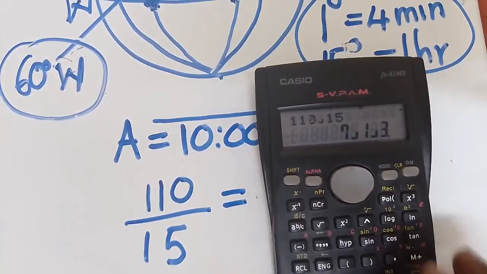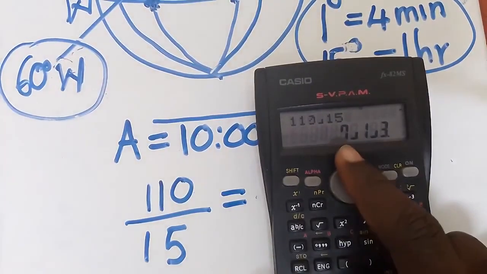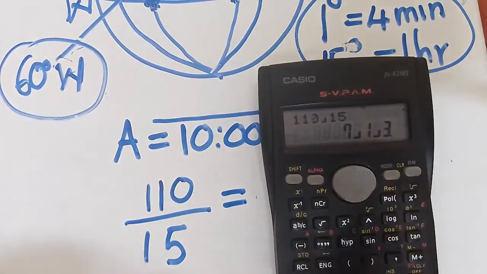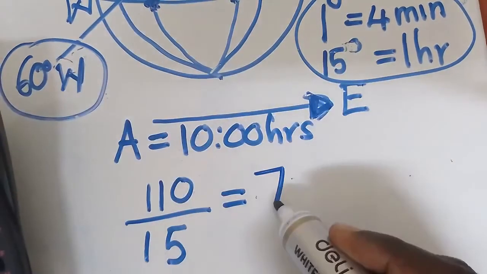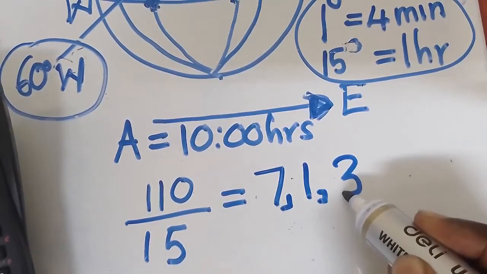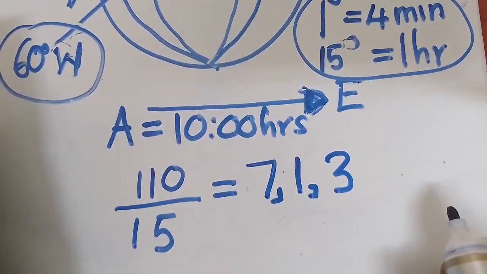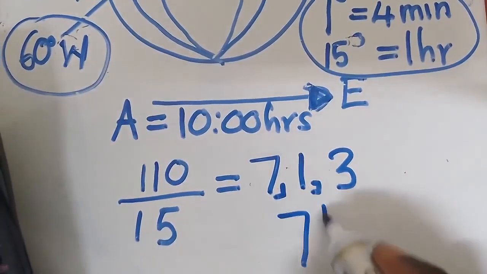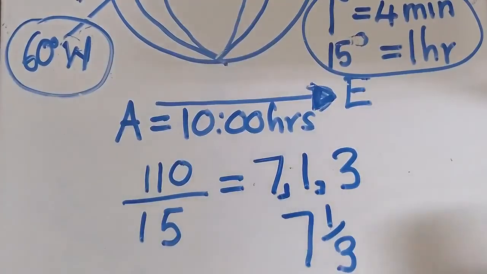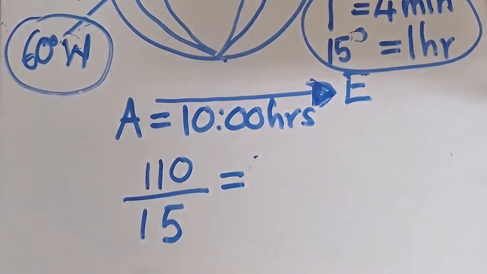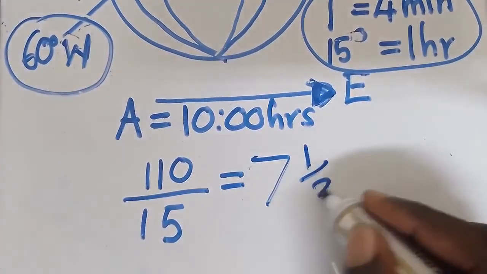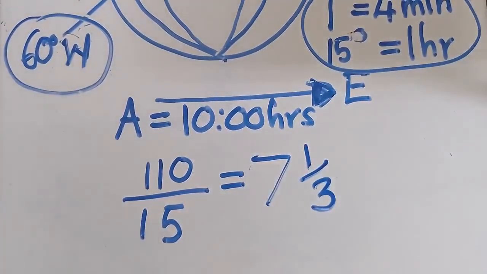The 7 here is the whole number, then 1/3. This is what it means. So it is 7 and 1/3. It is 7, then 1/3.